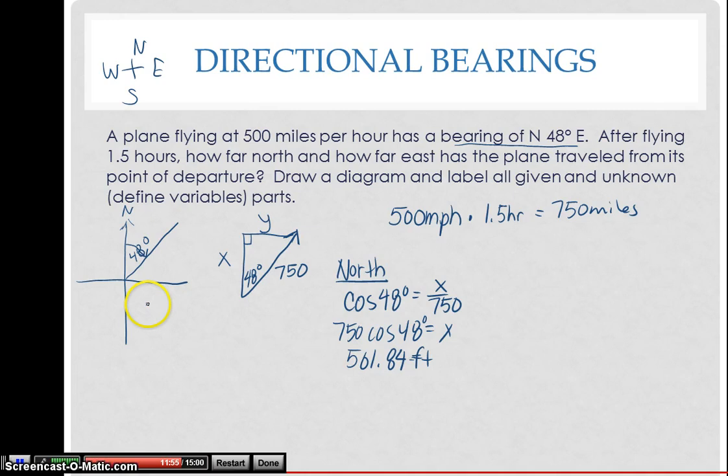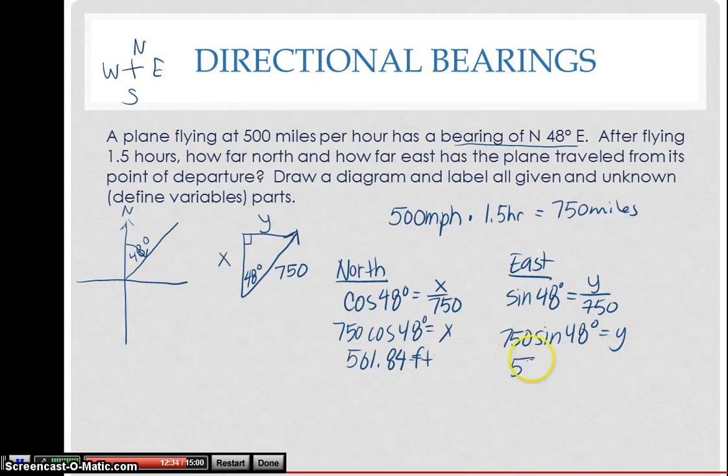Okay. And now what we want to do is find the distance it travels east. Okay, so that's going to be with our y. So we want to see how y and 750 relate. The trig function that relates them is our sine. So the sine of 48 degrees is going to be equal to our opposite, which is y, over our hypotenuse, which is 750. Solve for y, multiply both sides by 750. 750 times the sine of 48 degrees is equal to y. Multiply it out, and we find that y is going to be 557.36 feet.